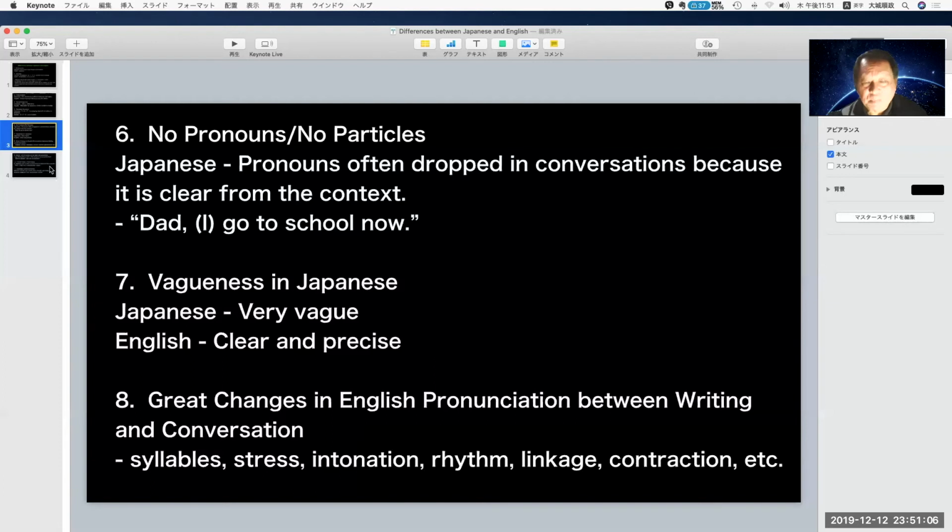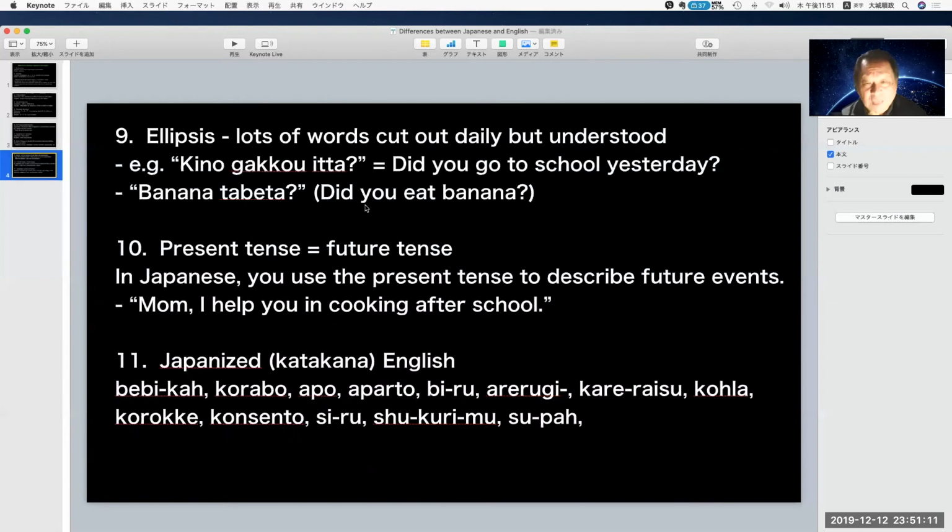Now, compared with English, I have to tell you, Japanese also omits a lot of words. We call them ellipses. Lots of words are cut out daily but understood from the context, from the circumstances where you stand. For example, "Kino gakko itta." Kino means yesterday. Gakko means school. Itta means went. So, yesterday school went, and is everybody understood? You are asking whether you went to school or not. So of course, the correct sentence should be, did you go to school yesterday?